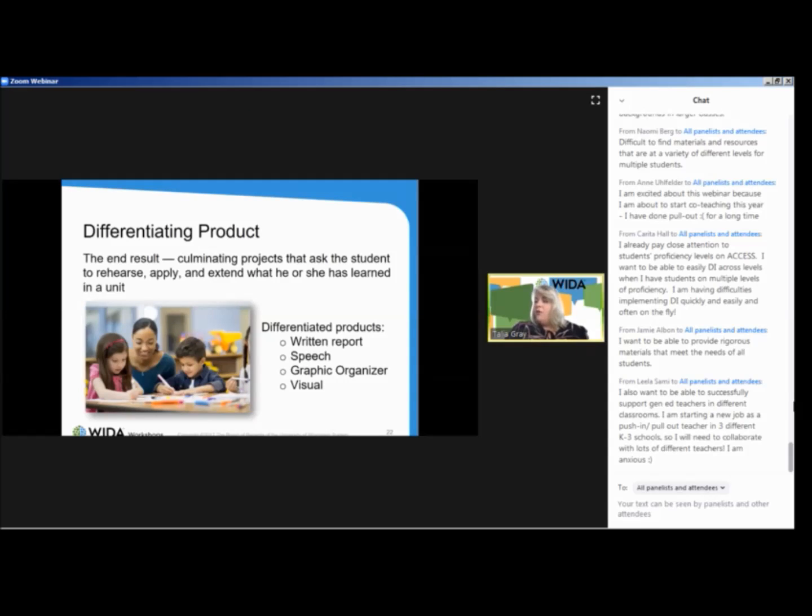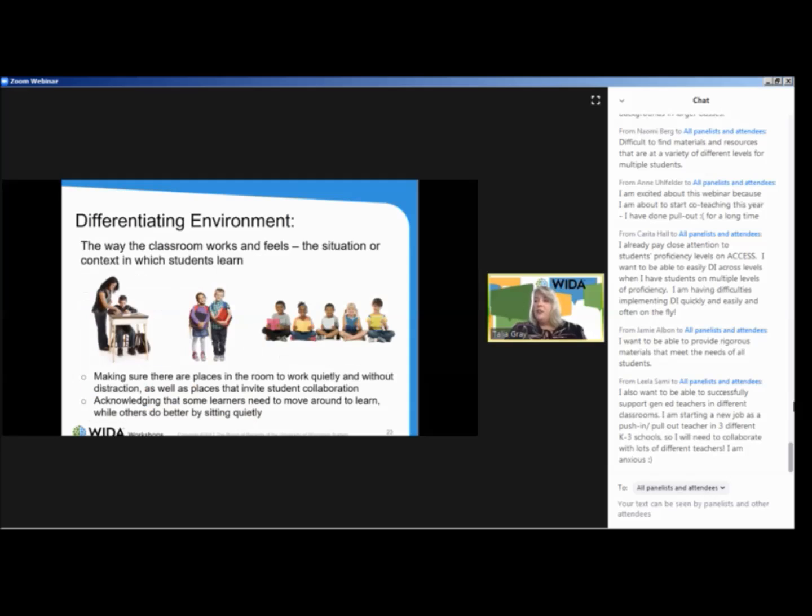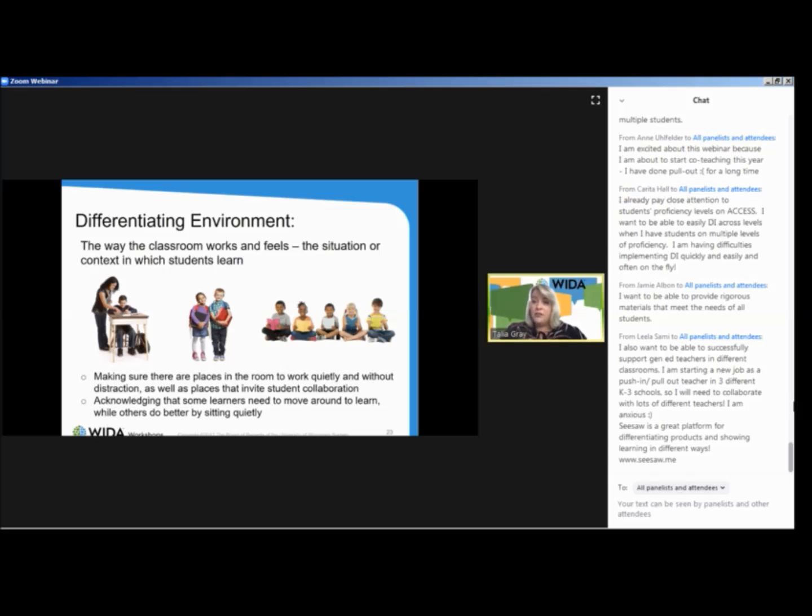Okay, so the next one used to be the easiest way to differentiate, for me anyway. This is talking about differentiating your environment. When you differentiate your environment in a brick and mortar setting, you have control of your classroom.